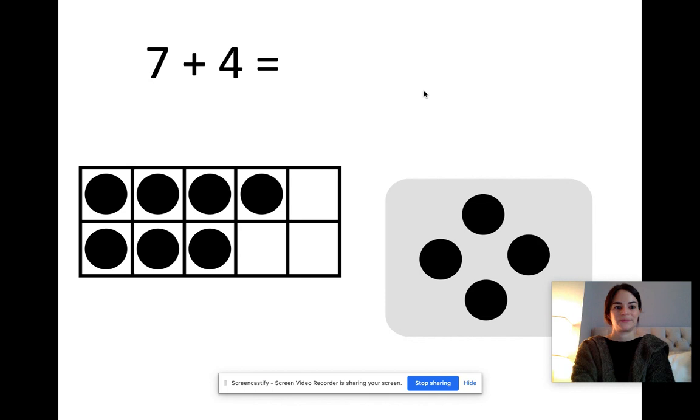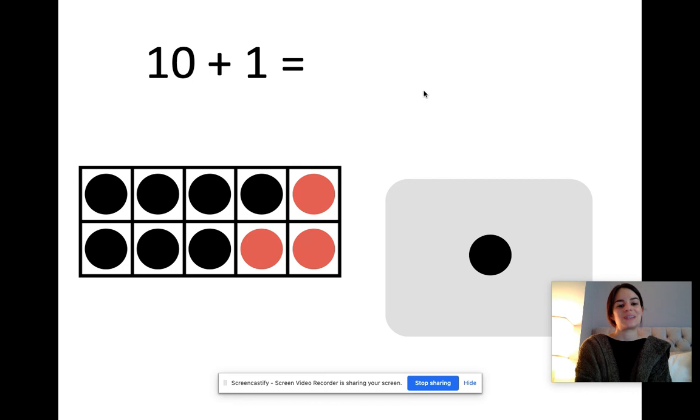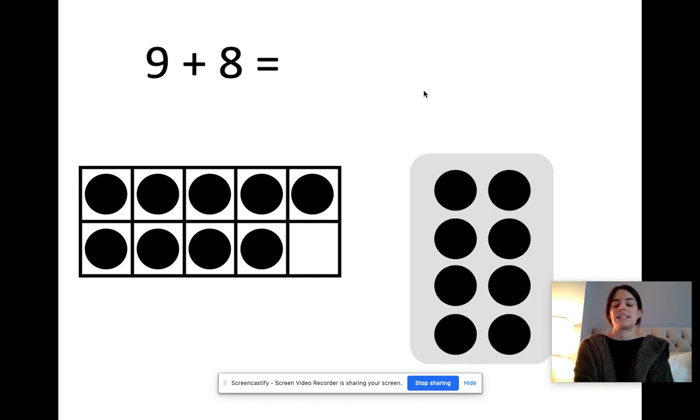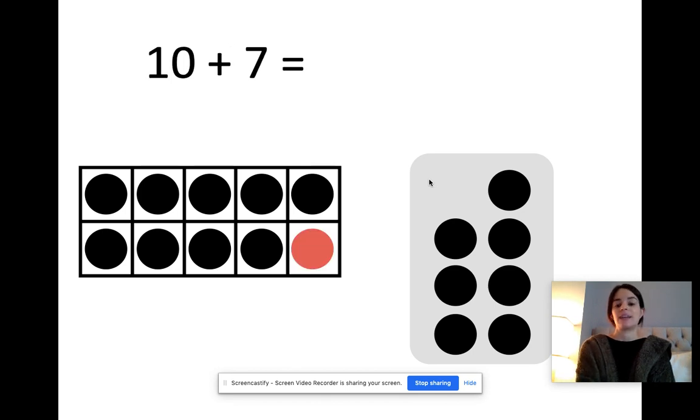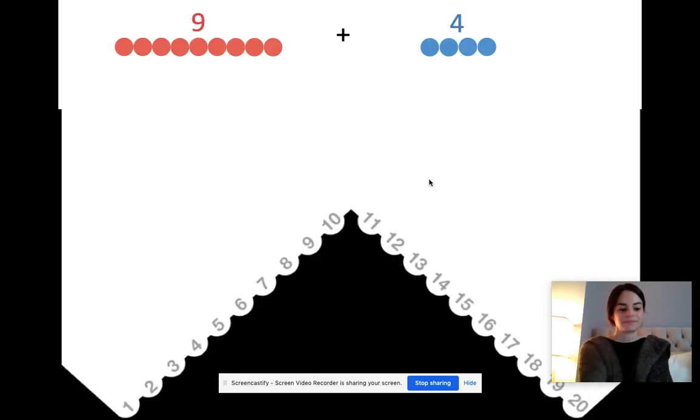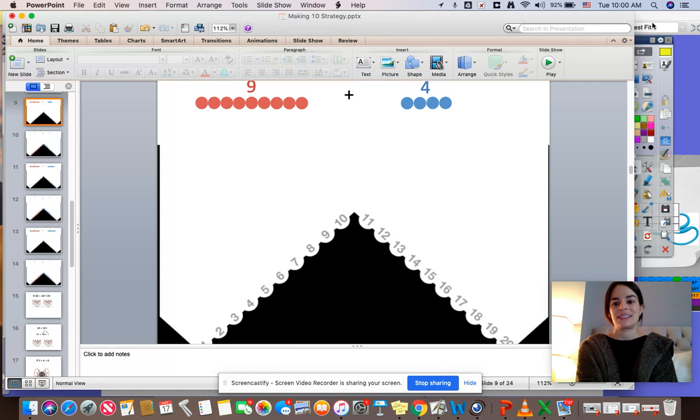13. Great. All right, we're at 7 plus 4. What will my next card look like? If you said 10 plus 1, you're right. 10 plus 1 is the same as, great, 9 plus 8. What will my next card look like? It's going to borrow 1 from here. 10 plus 7. And 10 plus 7 is, yep, 17. All right, and that's where we're going to stop for today.